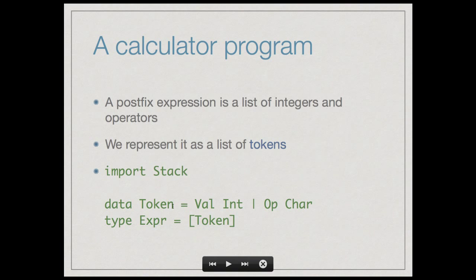Here is the definition. data Token equals either an integer given by the data constructor Val, or an operator, and we denote the fact that it is an operator by using the data constructor Op. If it's an integer, it has a parameter which is of type Int. If it is an operator, it has a parameter which is of type Char. And importantly, we need to import Stack before we program this calculator. And we can define a type synonym for a list of tokens. type Expression equals list of Token. So an expression for us is just a list of tokens.